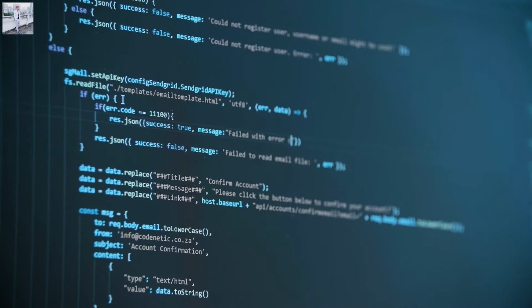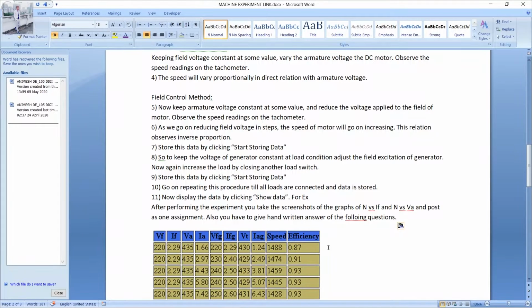Next, after performing the experiment, I will draw the graphs of N versus IF, meaning speed versus field current, and N versus V, meaning speed versus voltage between armature terminals.